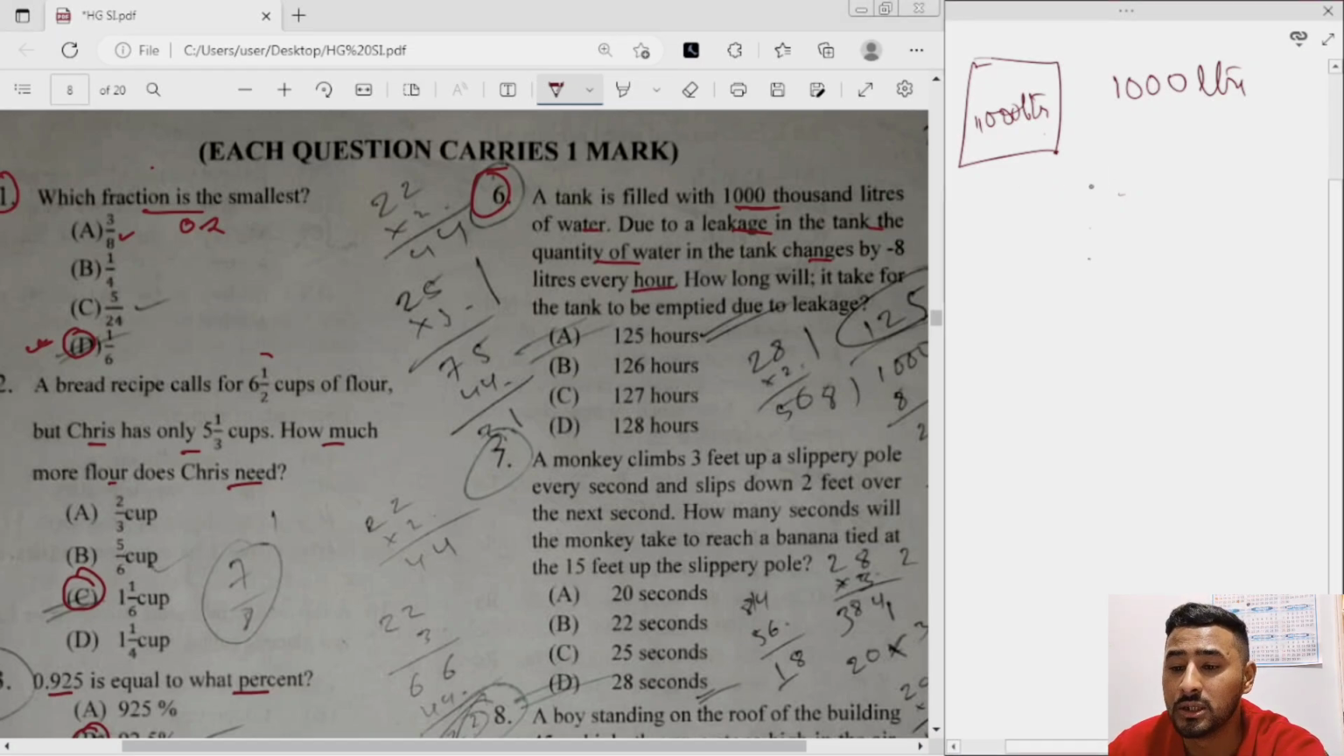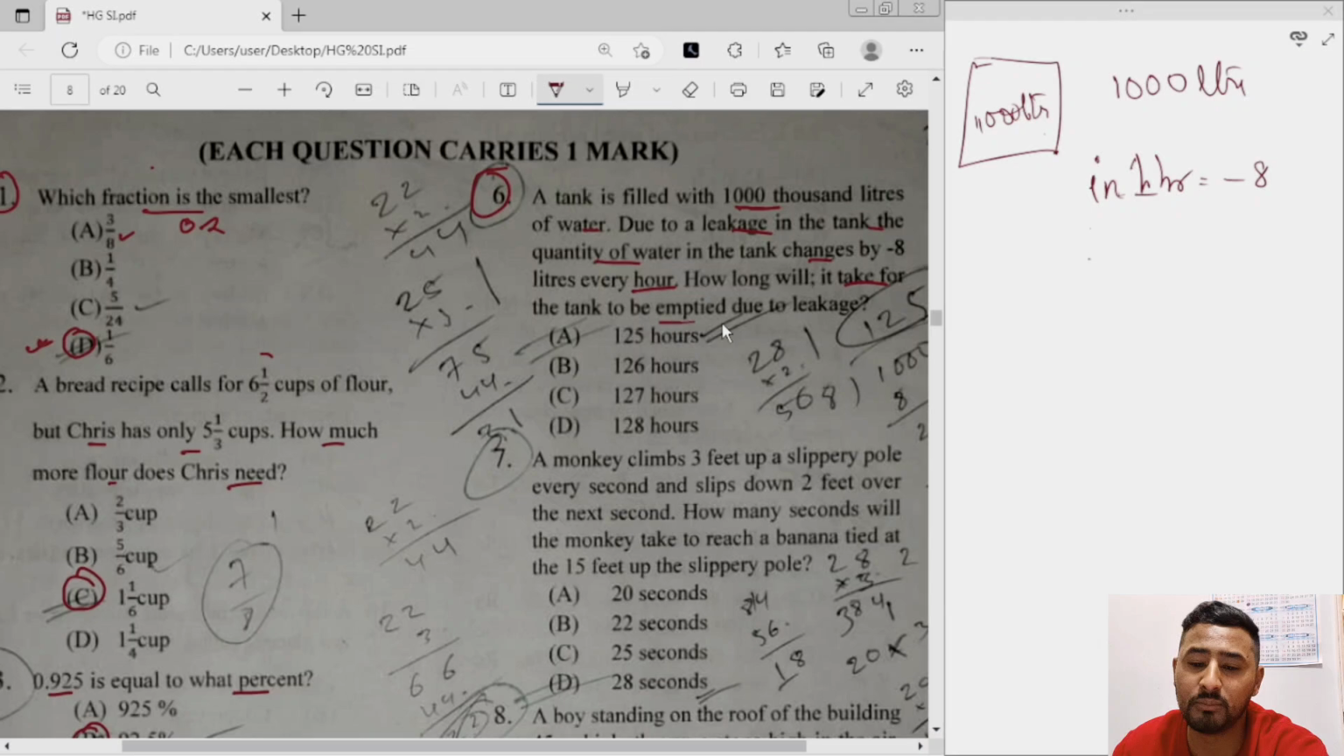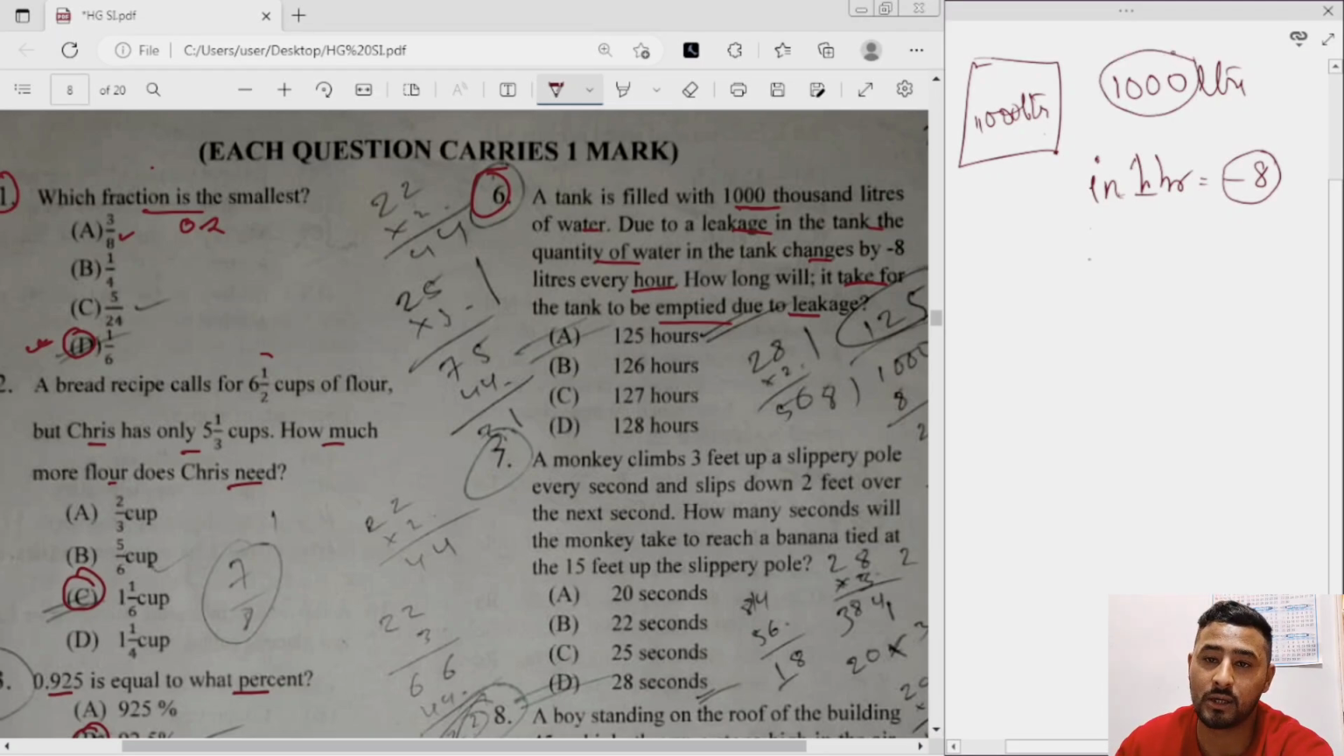The quantity of water in the tank changes by minus 8 liters every hour. So in 1 hour, it will be a change of how much? Minus 8, right? So how long will it take for the tank to empty due to leakage? If in 1 hour it is leaking 8 liters, and the total is 1,000 liters, what you should do is just divide 1,000 by 8. So you get in how many hours it will be finished.